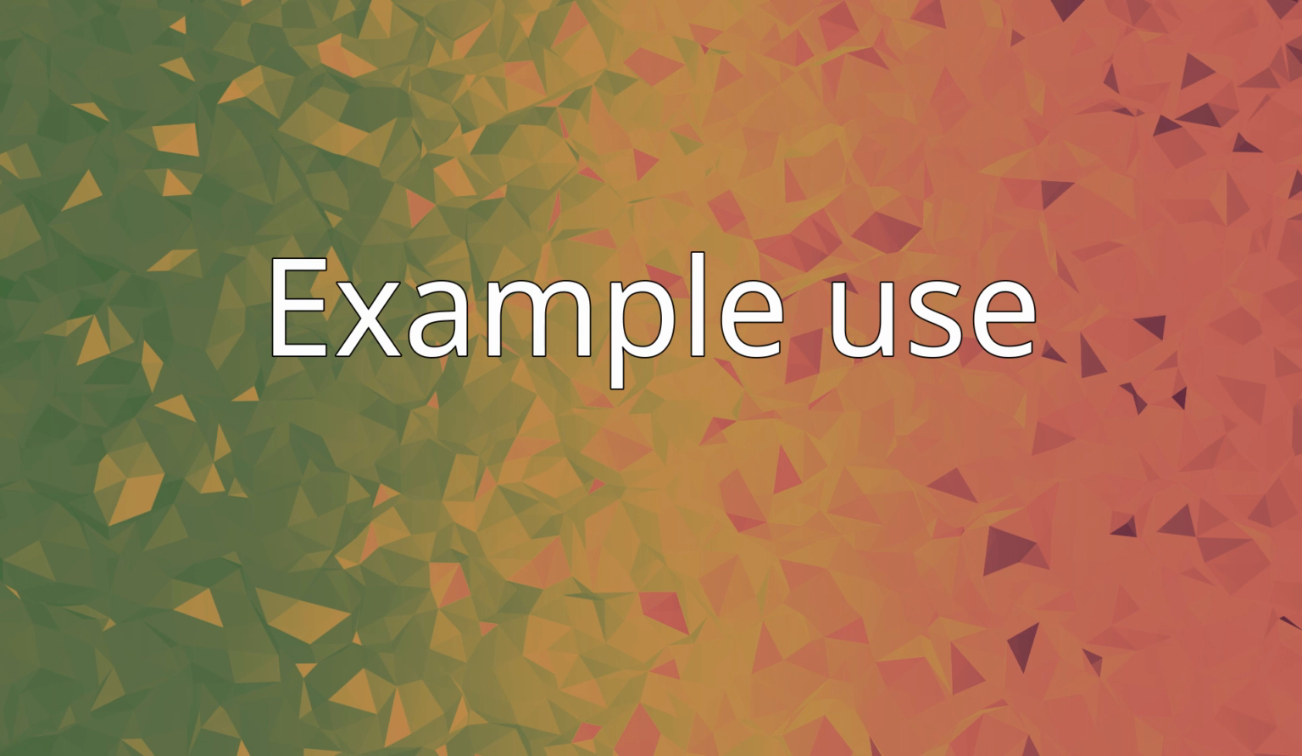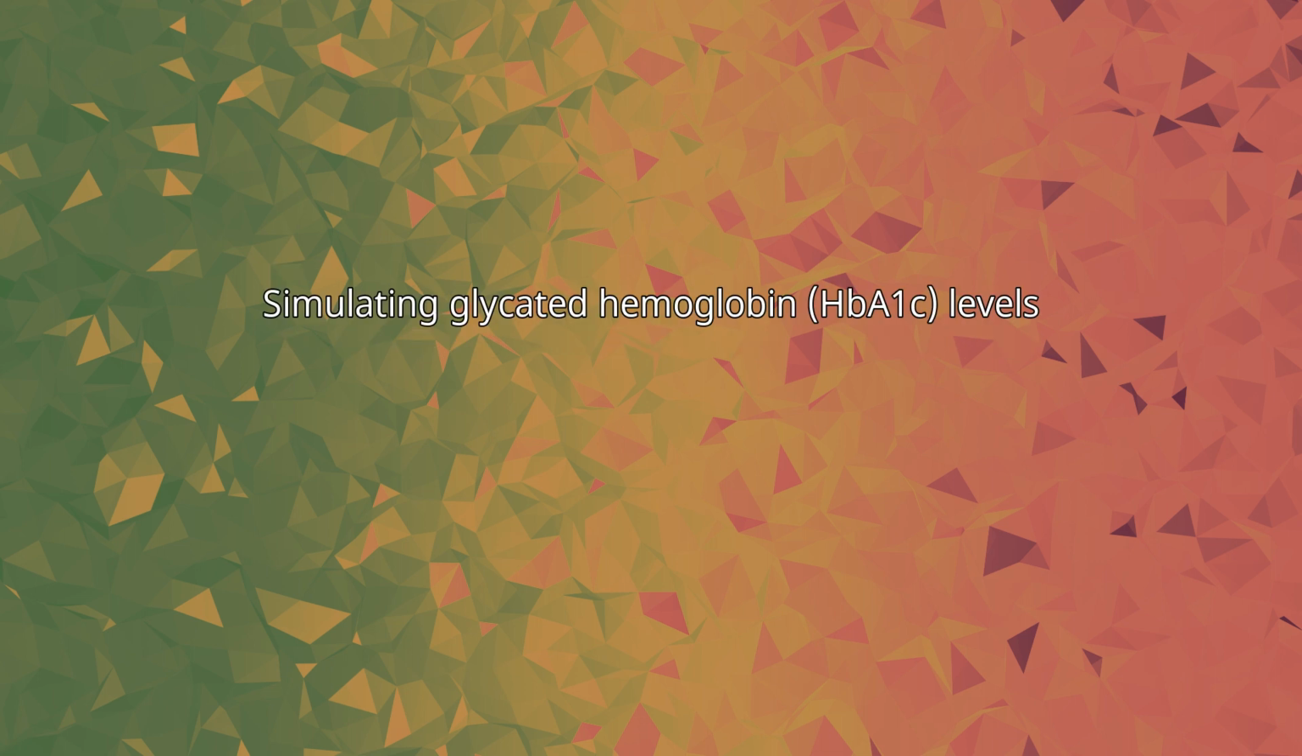For example, you could try increasing the dose of the morning insulin injections because of the high blood glucose level in the afternoon, or try increasing the dose of the evening insulin injections because of the relatively high blood glucose level overnight. However, you will need to be careful because you do not want to send this woman low, hypoglycemic, overnight. Simulating glycated hemoglobin HbA1c levels.